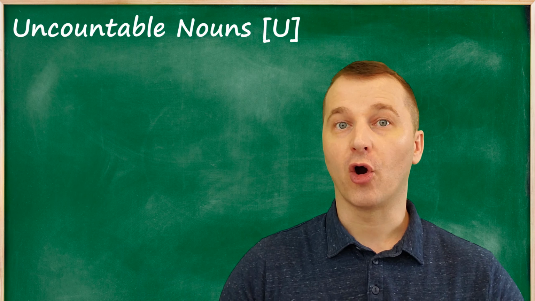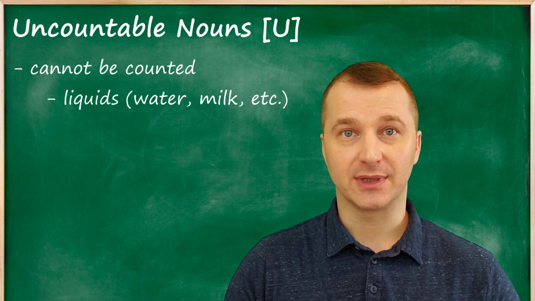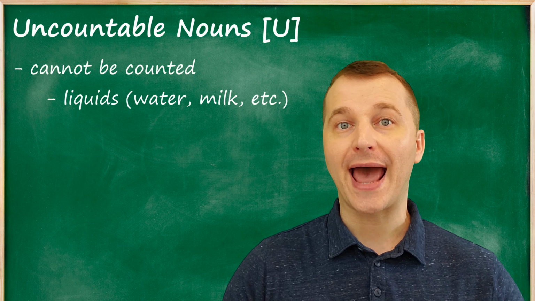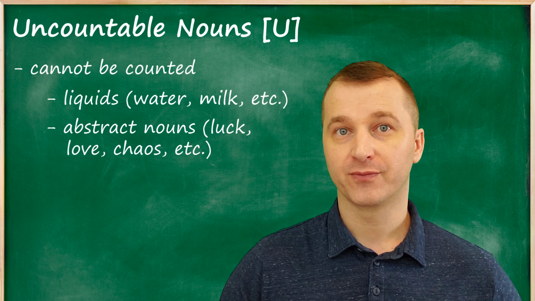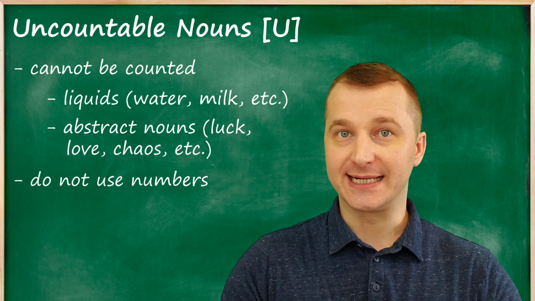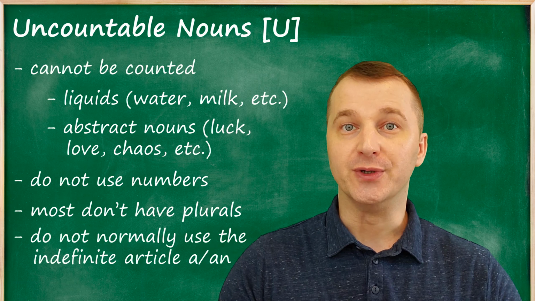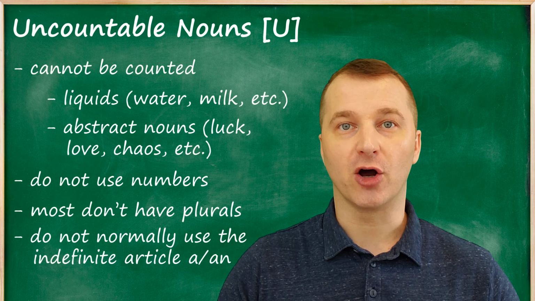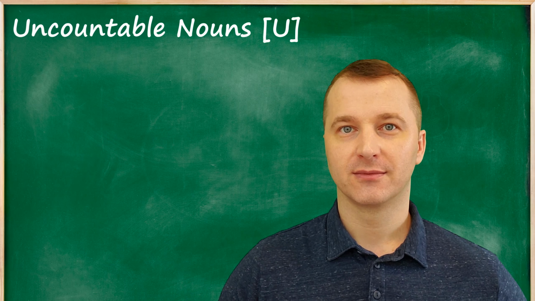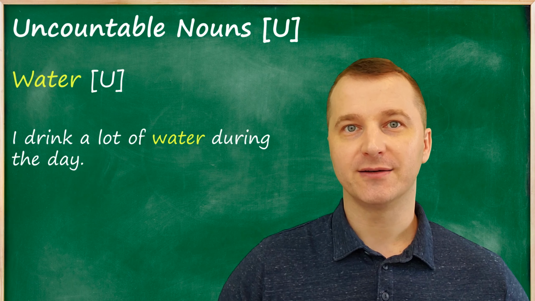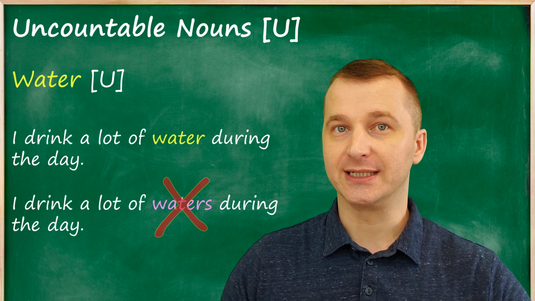Uncountable nouns are things that we cannot count. These could be liquids, like water or milk, or abstract nouns, such as luck, love, or chaos. With these nouns, we do not use numbers, most don't have plurals, and we do not normally use the indefinite article a or an. For example, I drink a lot of water during the day. You cannot say, I drink a lot of waters during the day.